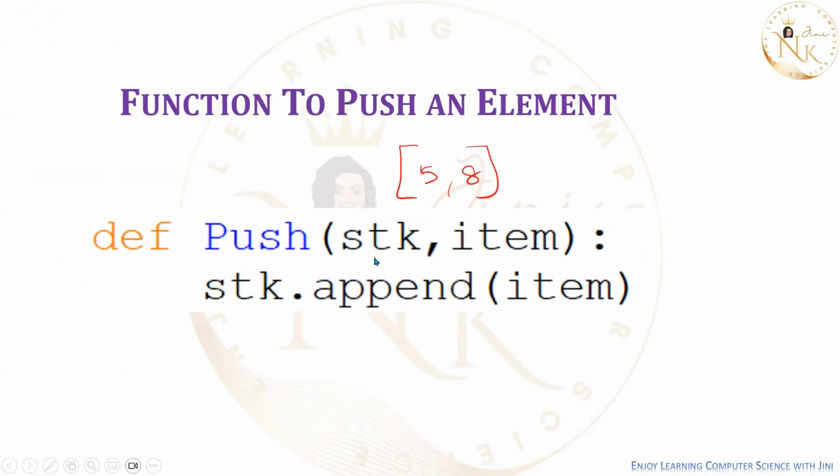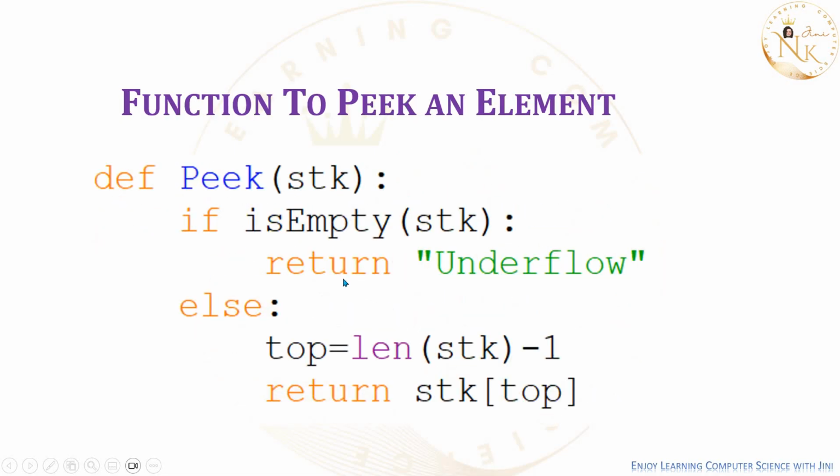If the name of the stack is stk, we write stk.append of the item to be added to the stack. Now the function to peek. Peek is used to display the topmost element of the stack. Whenever you want to display, first check whether the stack is empty or not. Here I have used the isEmpty function. You can write directly if stk == [], print underflow. Else you have to display the topmost element.